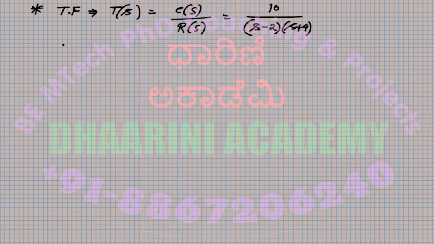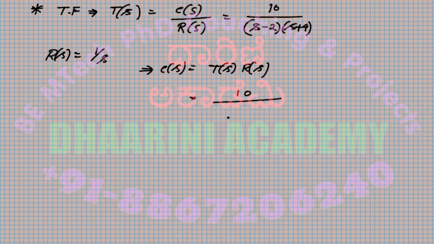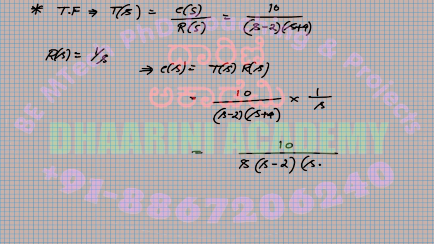Let us assume the input R of S is a unit step function. You know that the Laplace transform is 1 by S. So this implies, let's calculate C of S, which is equal to the transfer function into R of S. The transfer function is 10 divided by S minus 2, S plus 4, into R of S, which is 1 by S. So in general, we can write this as 10 divided by S into S minus 2 into S plus 4. So that is C of S.